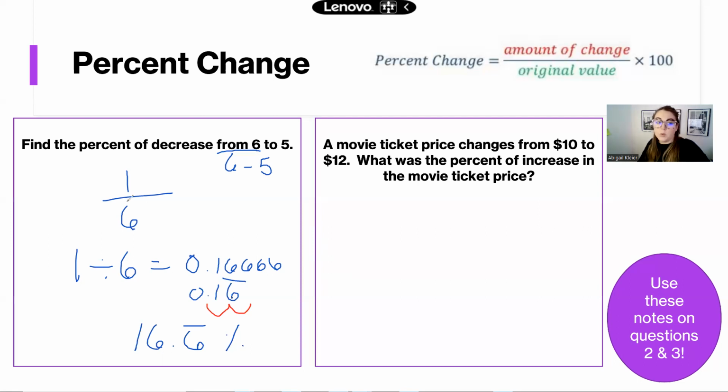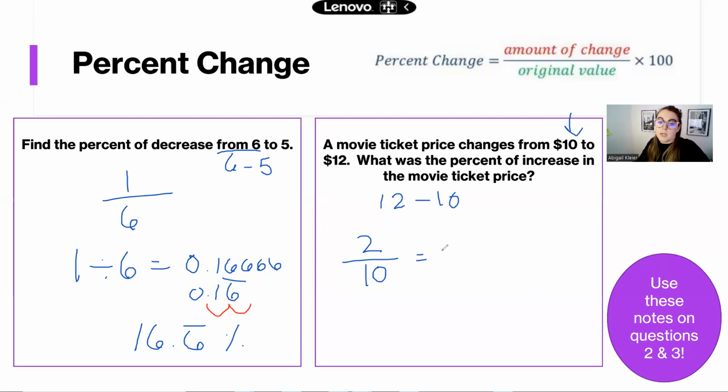We started at 10, we went to 12. What is the percent of increase in the movie ticket? So we're following the exact same steps as before. Our numerator is the difference between those two values. 12 minus 10 is 2. That's our numerator. Our denominator is the original value. So what was our starting point? Our starting point here was 10.